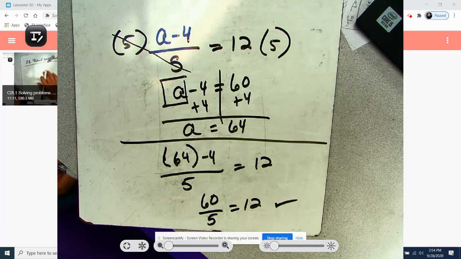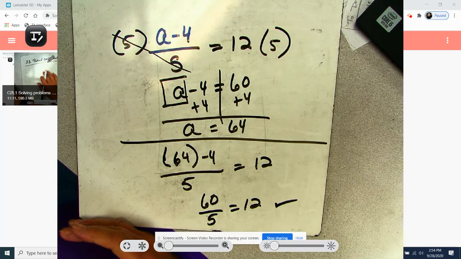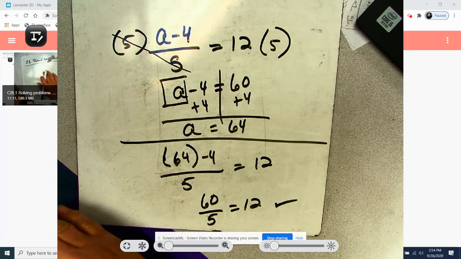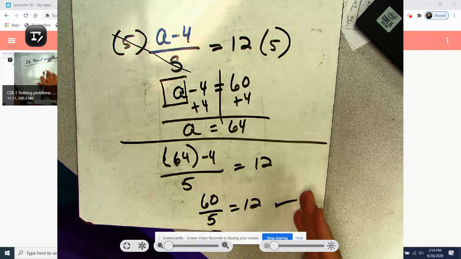This is how you go about solving multi-step equations. Think about what you've got. Think about what your variable is. Think about what actions are happening in the equation, and then undo what was done by doing the opposite operation.